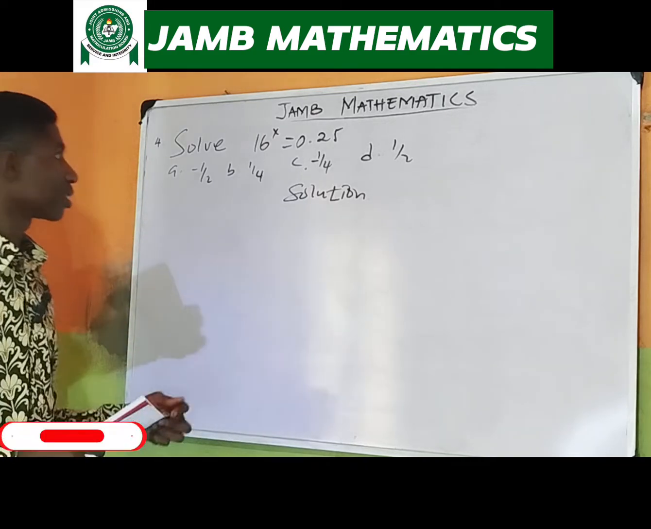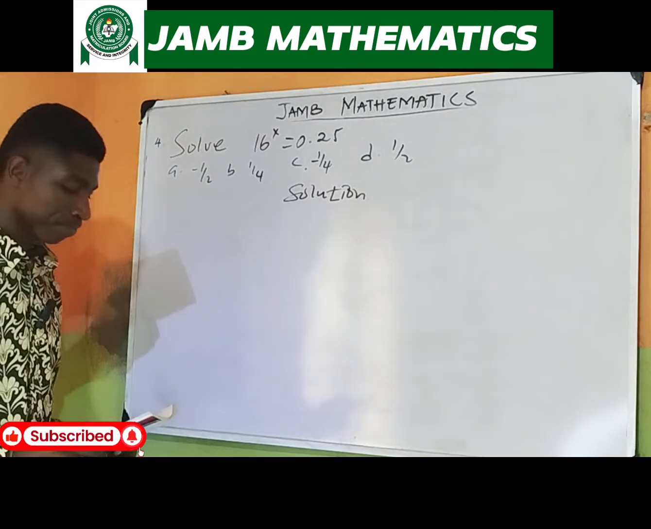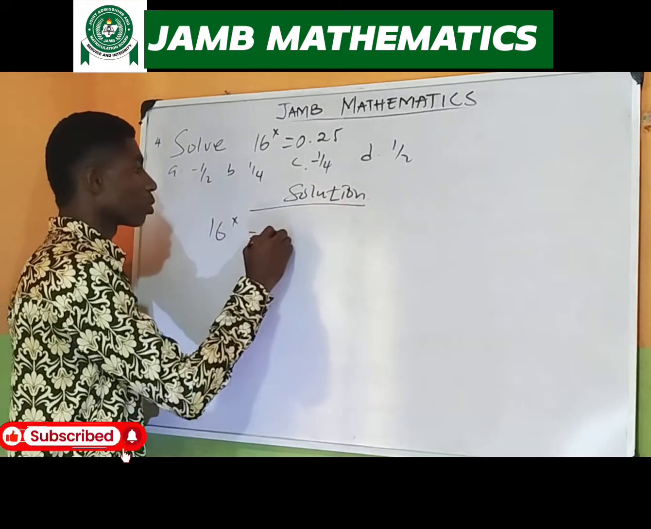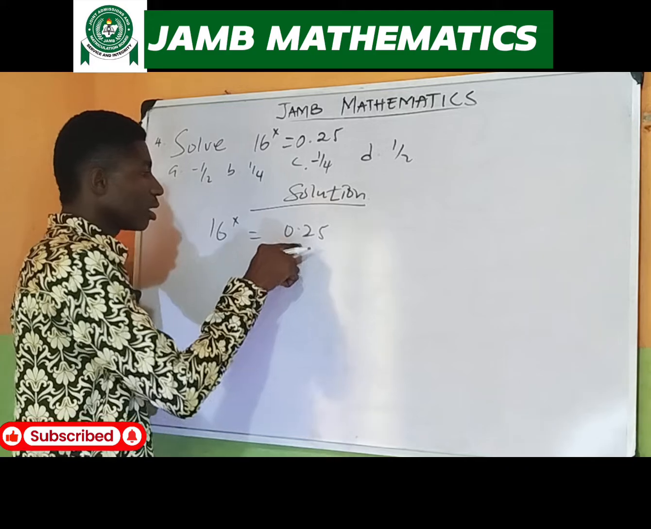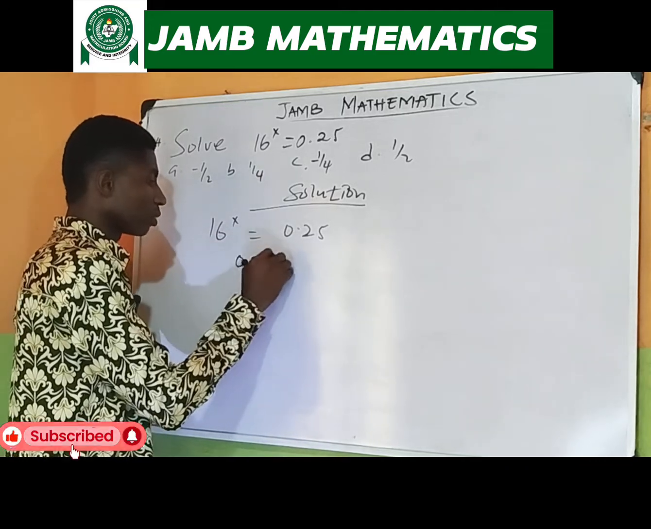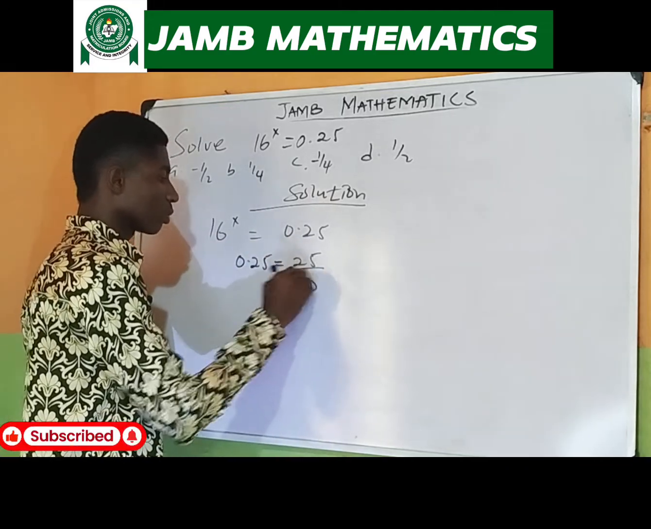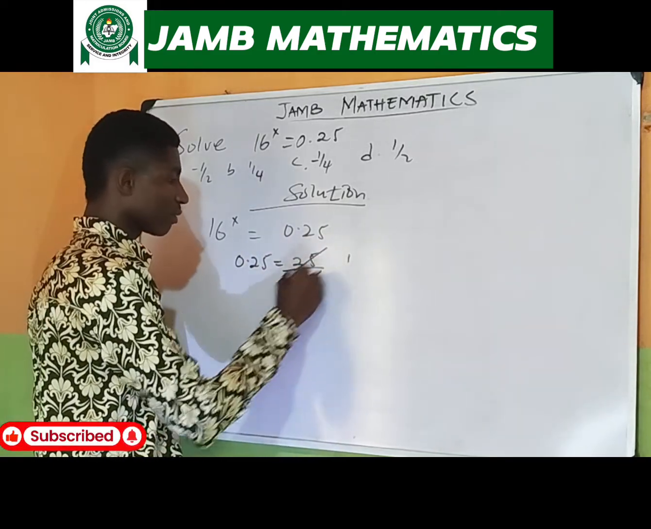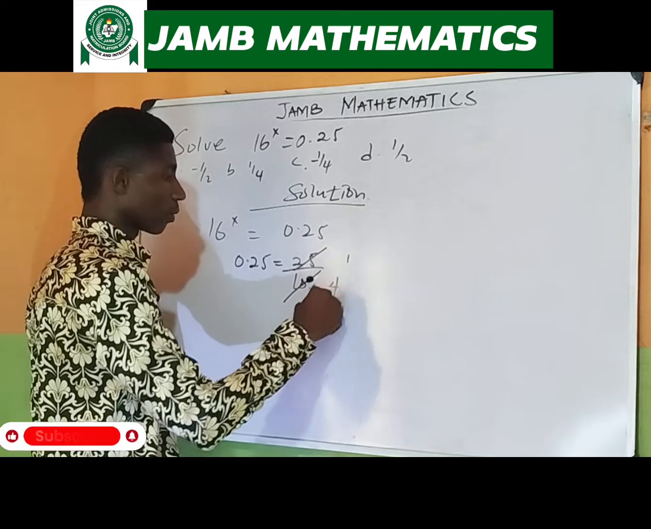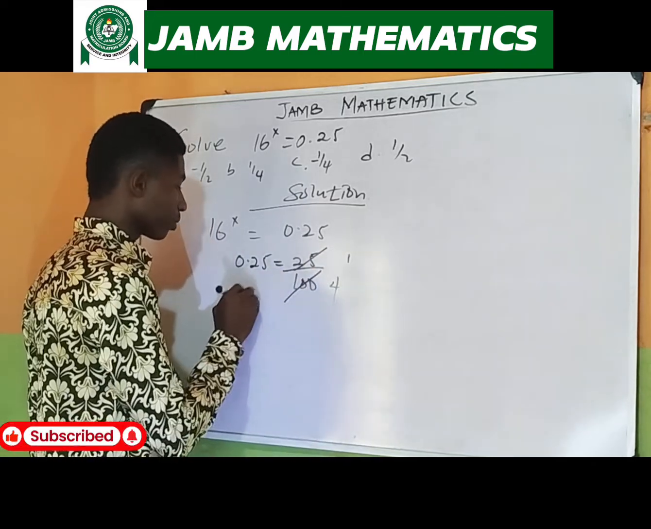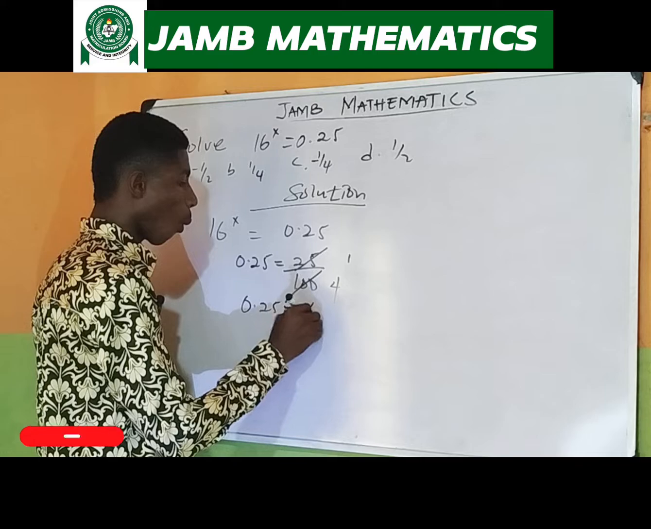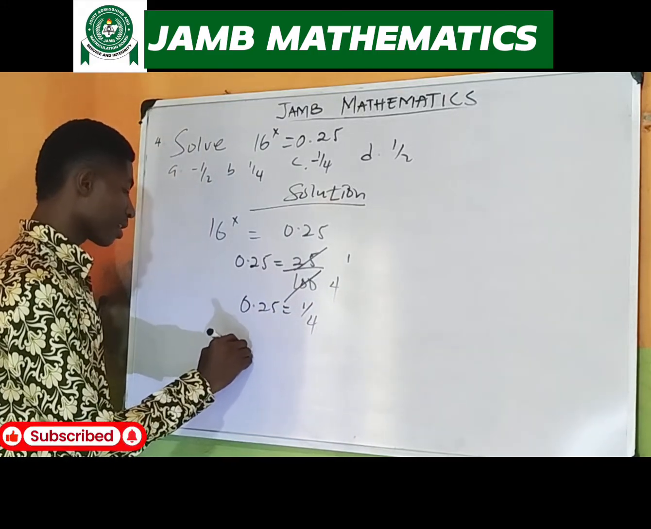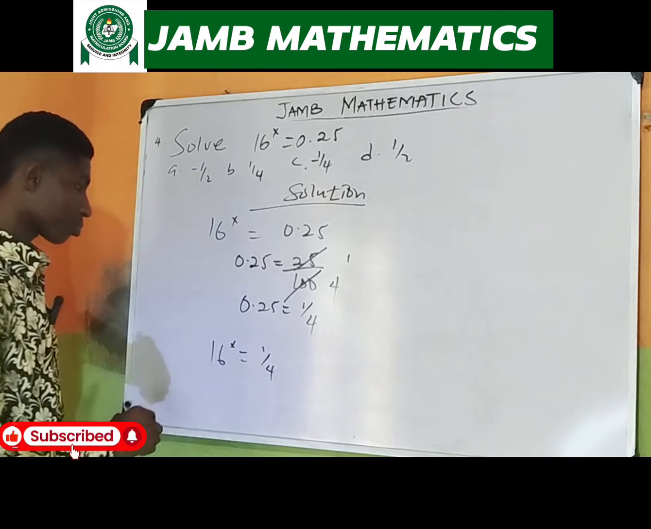Solve 16 exponent x is equal to 0.25. Now, how to solve this? Very simple. 16 power x is equal to 0.25. This 0.25 you are seeing here is equal to 25 over what? 100. Now, 25 into itself is 1, and 25 into 100 is 4. Hence, 0.25 is equal to 1 over 4. Now, the question can be rewritten as 16 exponent x is equal to 1 over 4.